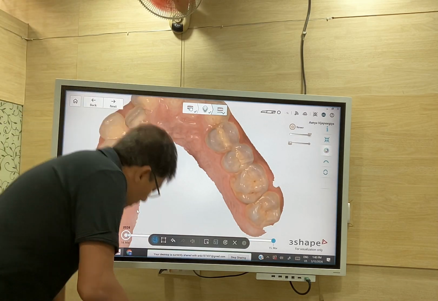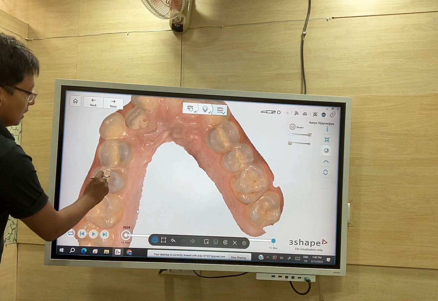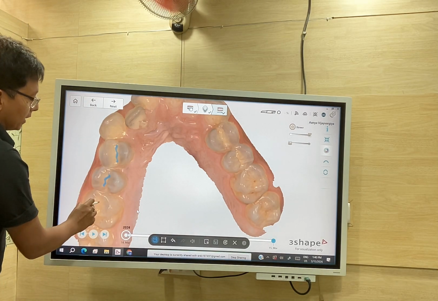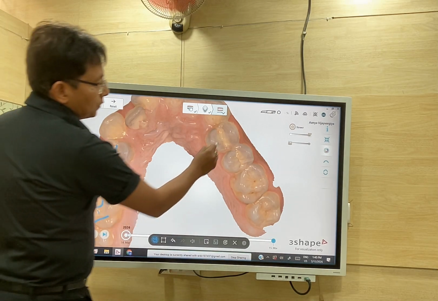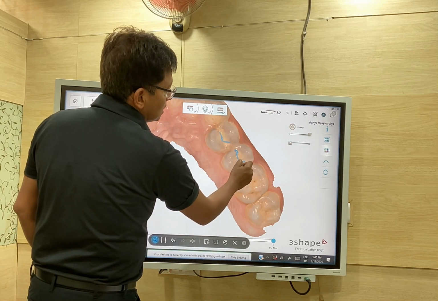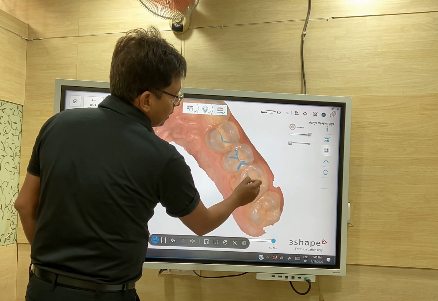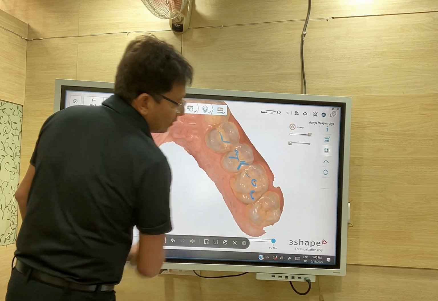We just clean it with the liquid and put a sealant here in these lines. So very easy, no drilling required, only sealing, and no food will retain. But this is a small one, we have to clean it and then fill it.